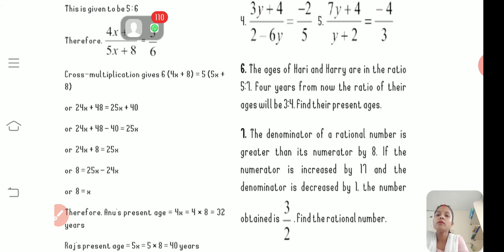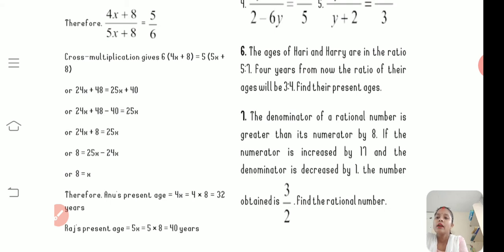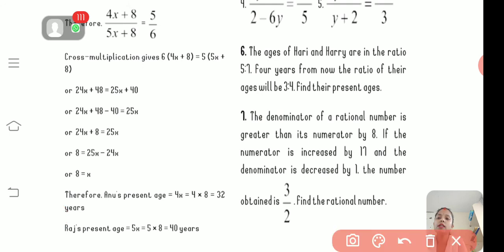After that we have to find the value of x. Again we follow the distributive property of multiplication over addition. When we open the bracket, we multiply 6 by 4x and 6 by 8, and 5 by 5x and 5 by 8. So we get 24x plus 48 equals 25x plus 40.